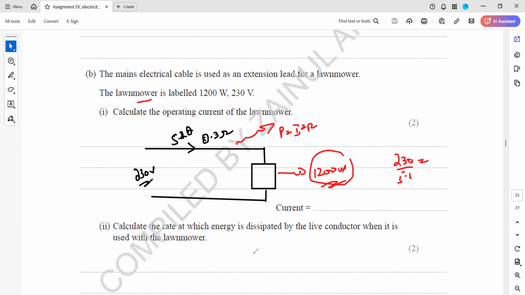The question is, what is the power dissipated in the live conductor? That was the question itself. Calculate the rate at which energy is dissipated in the live conductor. Like how much energy is dissipated in the live conductor, not the lawn mower. That's why we use the resistance of 0.3.